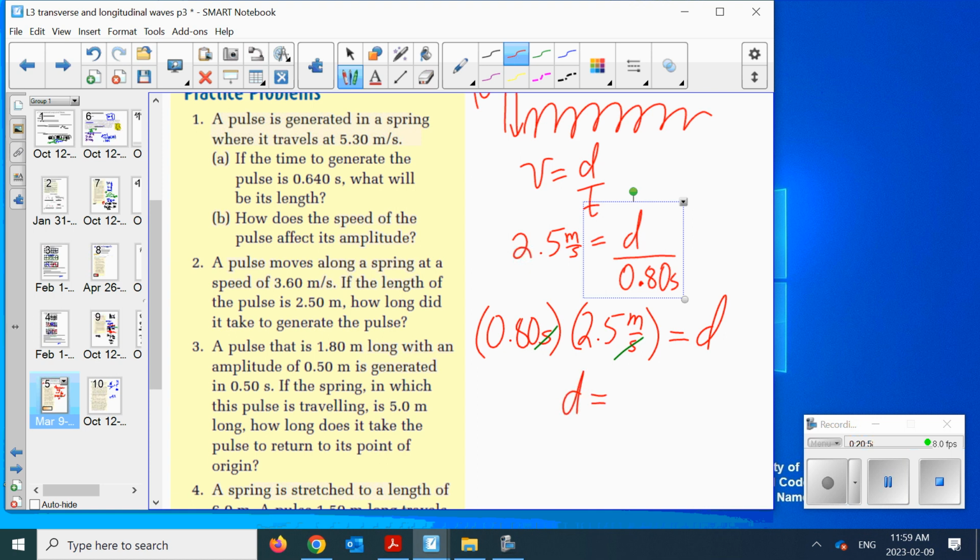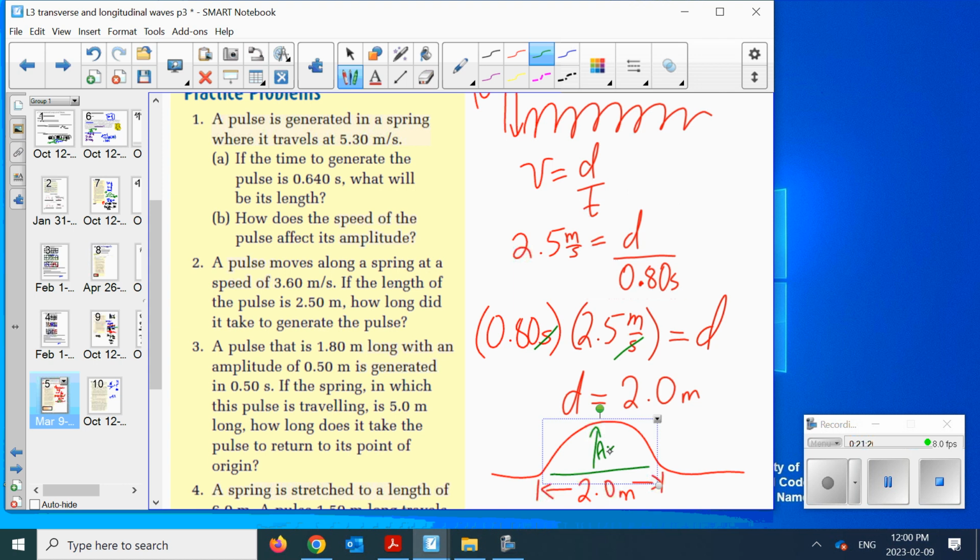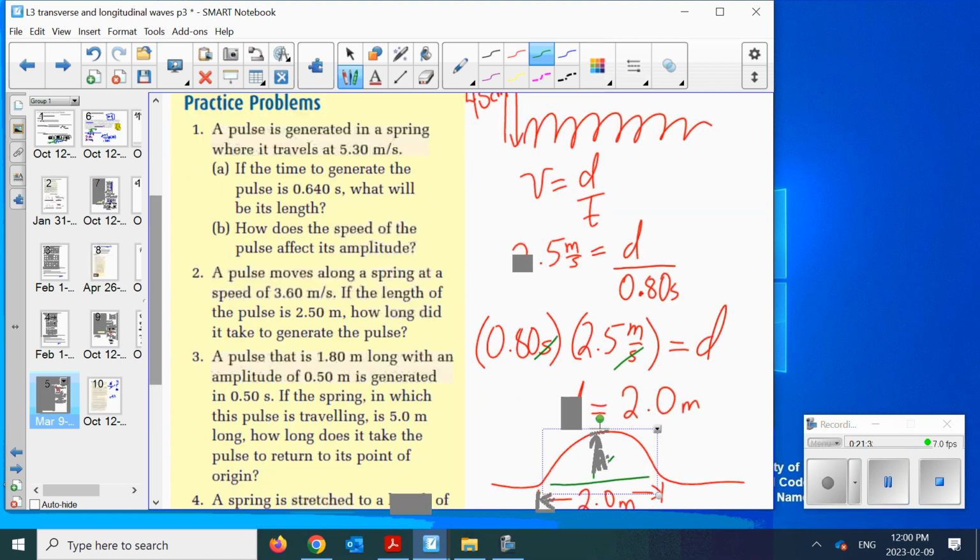I'm going to flip-flop the D to the left. 2.0 meters. That's a pretty darn big hump. But this is what we figured out. 2.0 meters wide. How tall would the hump be, actually? What's the amplitude? That is the 45. Wasn't it 45? I think it was. Yeah, 45 centimeters. The amplitude is 45 centimeters. So this is definitely not drawn to scale. It's short and fast.